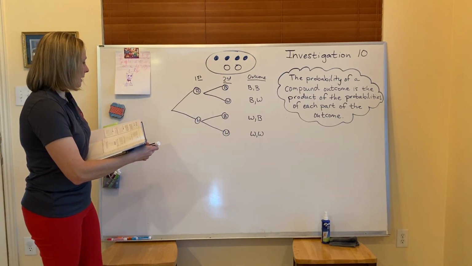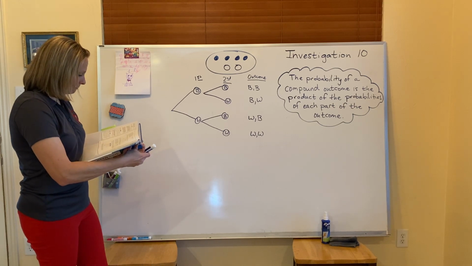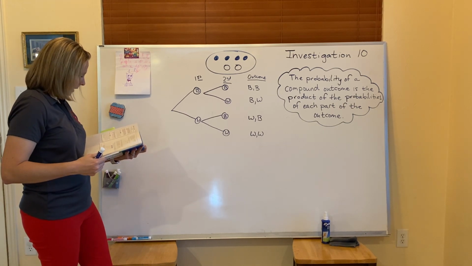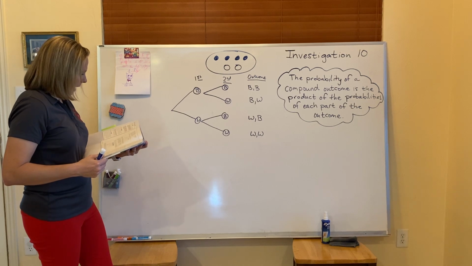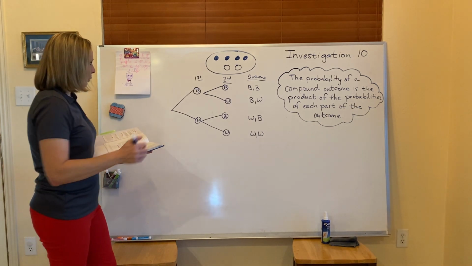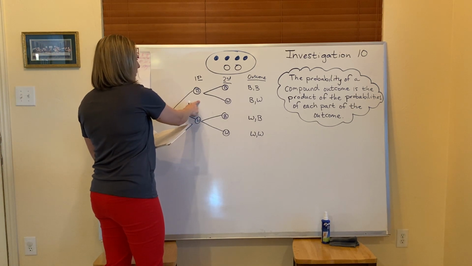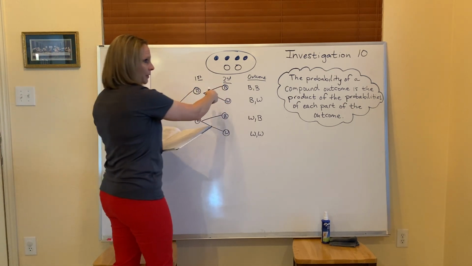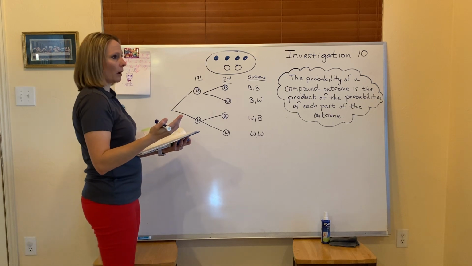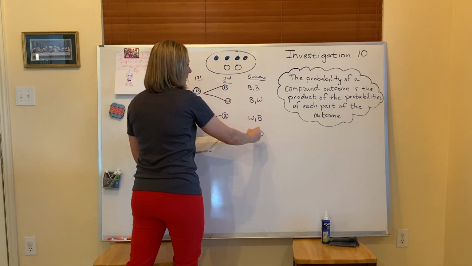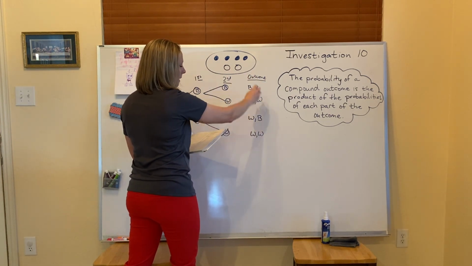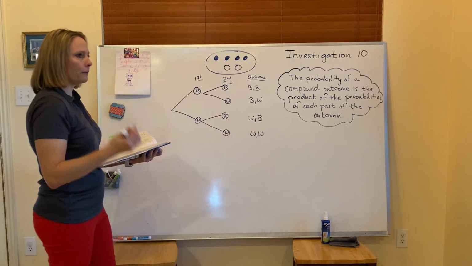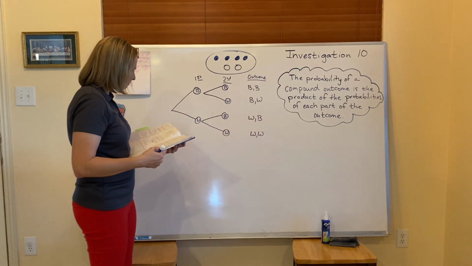And we see that if we multiplied 2, because we have 2 options for our first draw, times 2 options for our second draw, we would get 4. That's the number of outcomes that we have. Okay, we could have 4 possible outcomes.